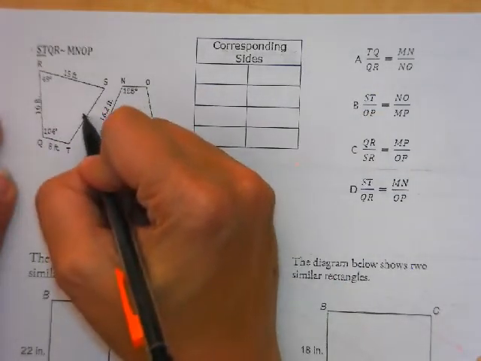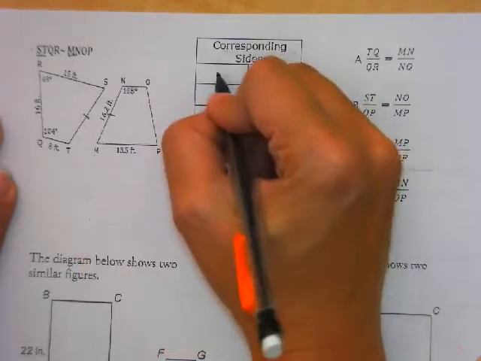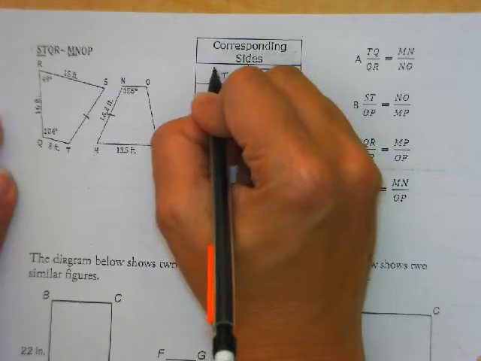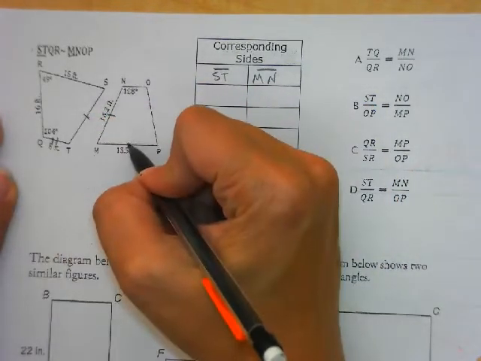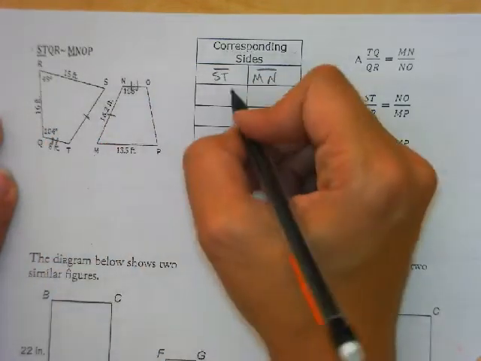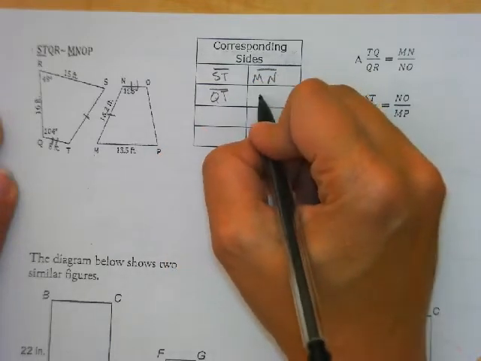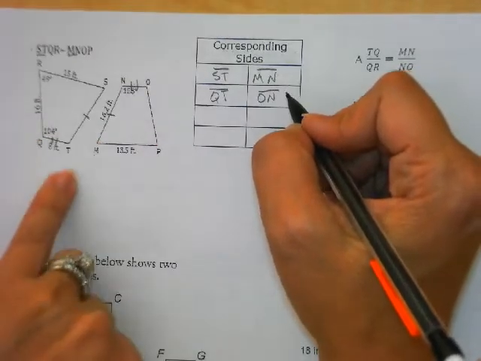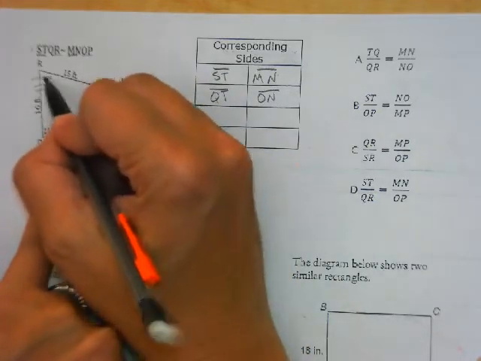ST, so I'm not going to use colors this time. I'm going to use just marks, and NM, so ST, N, or MN, excuse me. So I just put 1 mark there. I have TQ and NO. So notice again, this one is not the same orientation. It's not going the same direction. It's flipped down. And then I have QR and OP. So I'm going to give that one a 3.